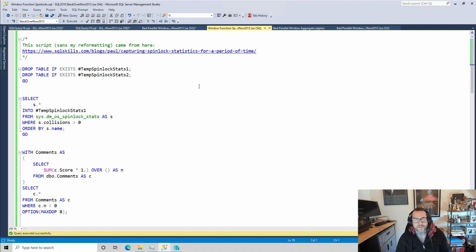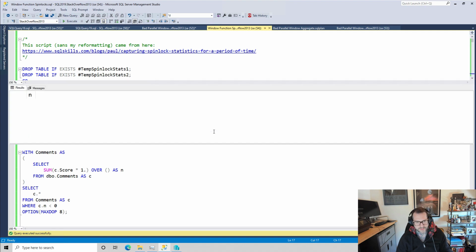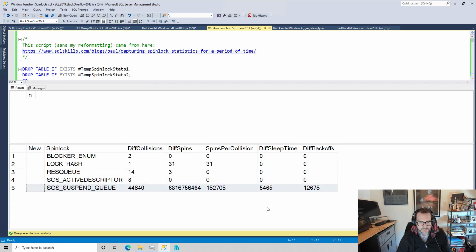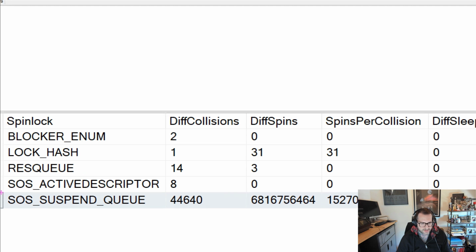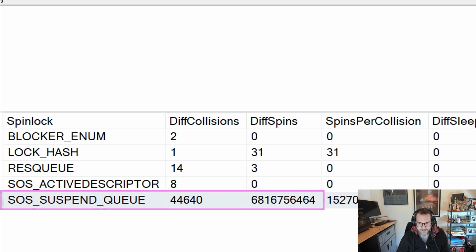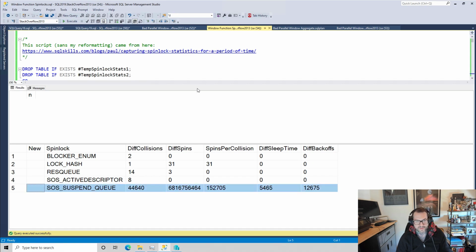I think it's spin locks. So this was again sort of a middle of the road run. This executed for about 37 seconds when this went off. I didn't grab a query plan for it because it was kind of useless in this case. But if we look during this 37-second window, this SOS suspend queue spin lock happened an extraordinary number of times. An extraordinary number of times in that window.